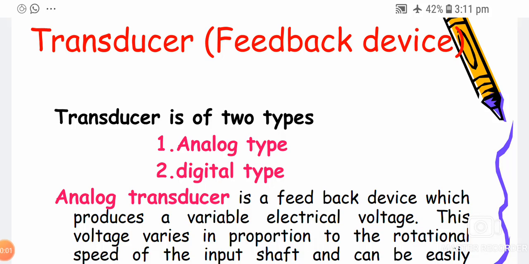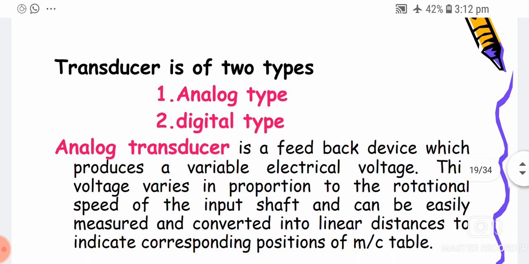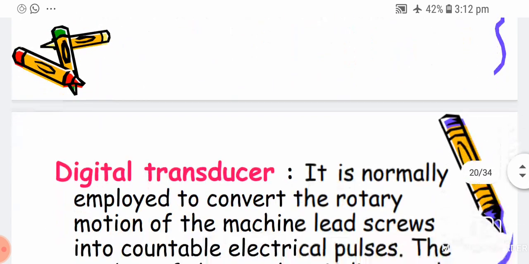Good evening to everyone. Then we have discussed about the transducer, the feedback device. Transducer is of two types: analog type and digital type. Analog transducer is a feedback device which produces a variable electrical voltage. This voltage varies in proportion to the rotational speed of the input shaft and can be easily measured and converted into linear distance to indicate corresponding positions of the machine table.